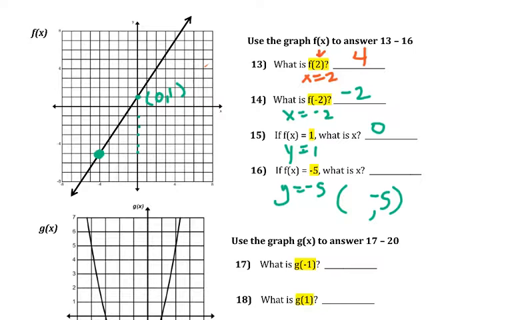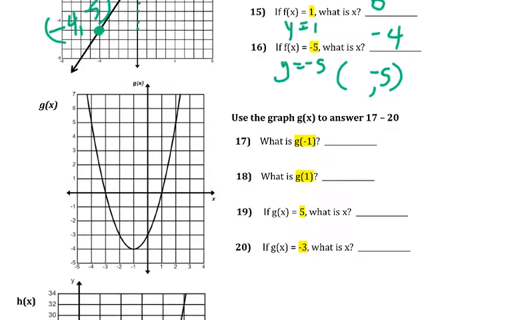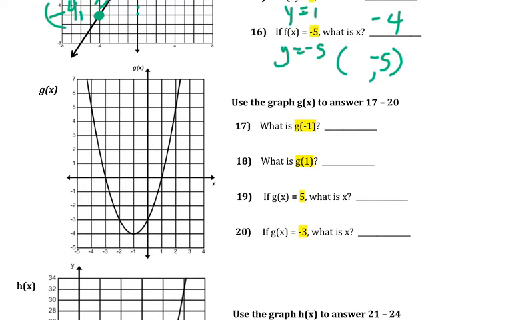It's right there. So that ordered pair is negative 4, negative 5. So if y is negative 5, then x is negative 4. You might need to pause this and think about that for a minute, but that's how you're going to do problems like this. Okay, looking at the next one using g of x.